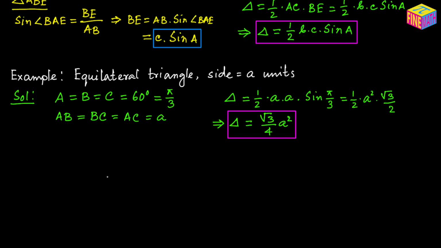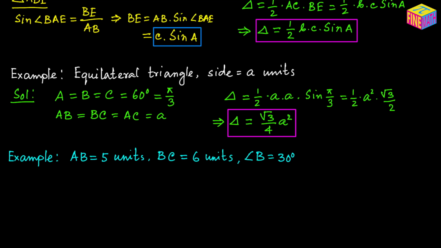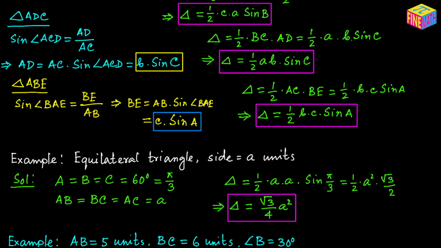Next, let me take another example. Suppose in this example we have been provided with two side lengths for a triangle. The side length AB is equal to 5 units and side length BC is equal to 6 units, and the angle between them is 30 degrees. So now what would be the area of this triangle? Well, we can use the first formula, which is half times c times a times sine of B.